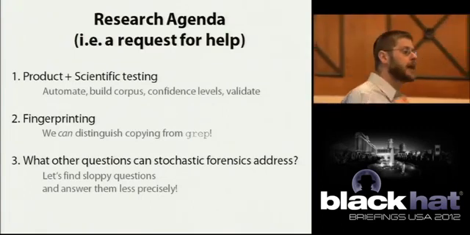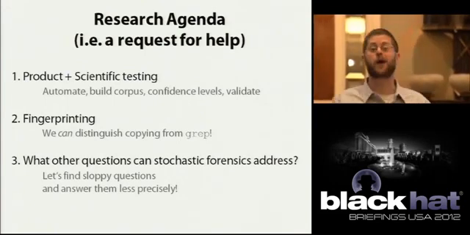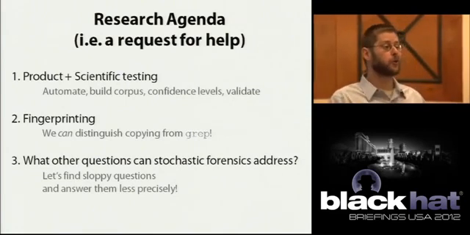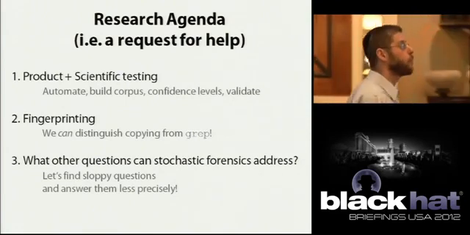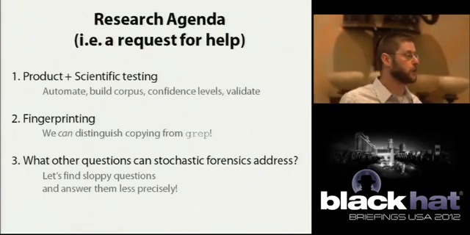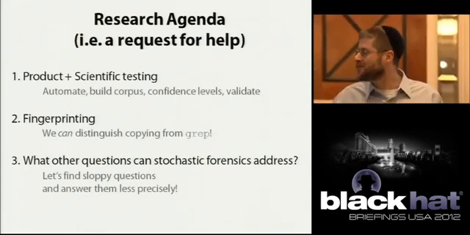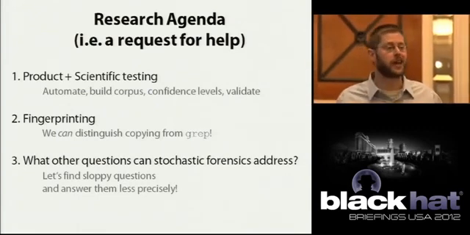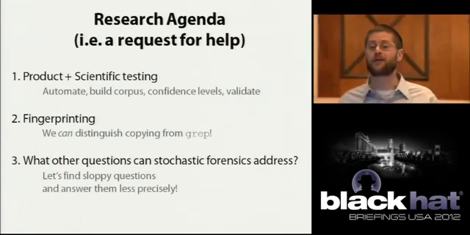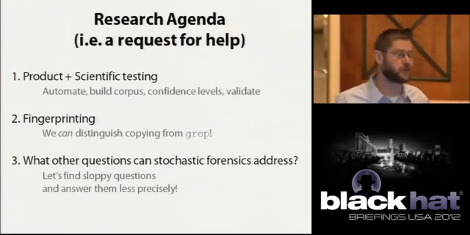And the second thing that I'm working on is fingerprinting. Like I said, there are ways to distinguish grep from copying. For instance, one way is the order of recursion. There are different recursion orders: what order are we opening up files? The speed is another interesting way to make those fingerprints. That's another area to look at. And then, perhaps most interestingly, I'm interested in what other questions stochastic forensics and other non-artifact-based forensic methods can answer. Let's look for these sloppy questions. Let's answer them with less precision.